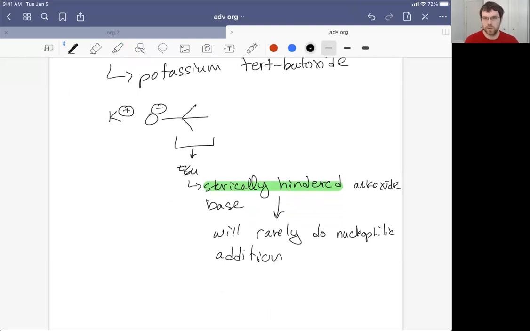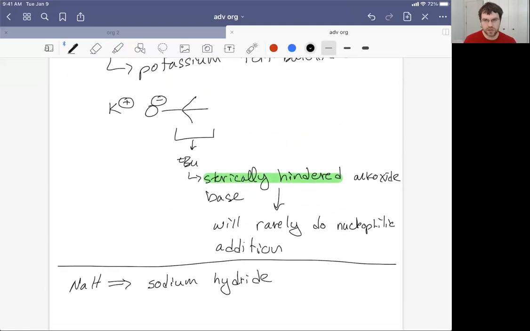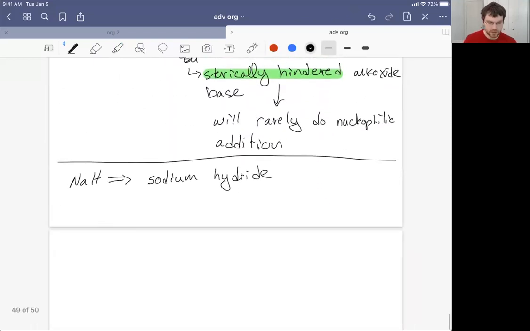Okay, so that's one base that we'll see a lot of, and we'll see things like it, but potassium tert-butoxide is probably a favorite among the chemists. The other one is NaH, which is sodium hydride. When you buy sodium hydride, you typically buy it as a 60% solid. You just know that it's about 60% pure, and the rest is mineral oil. That just helps to protect it against moisture in the air.